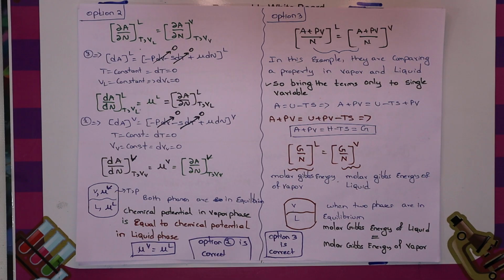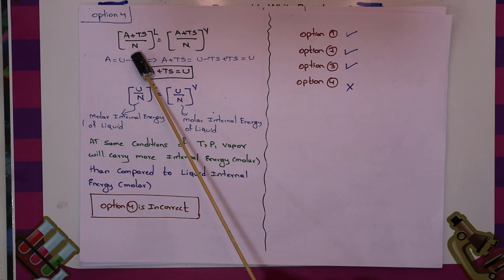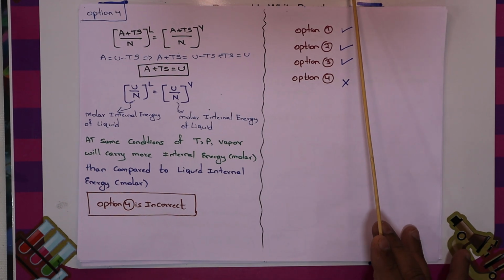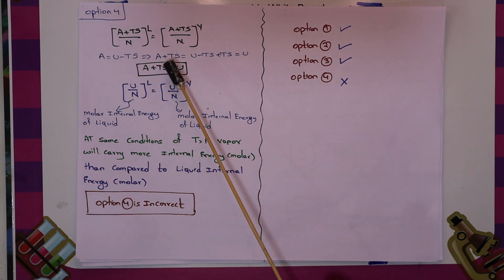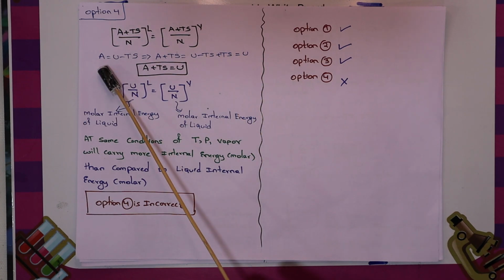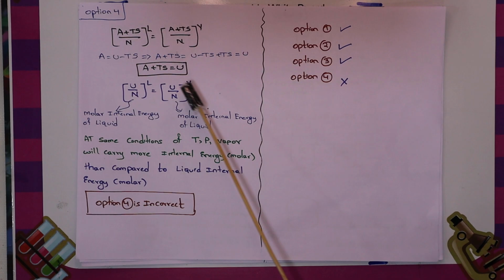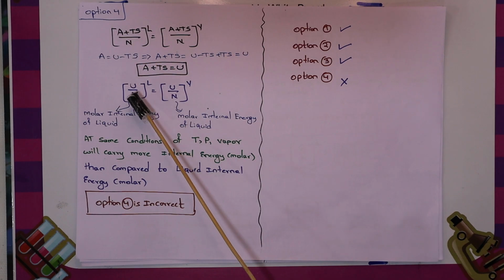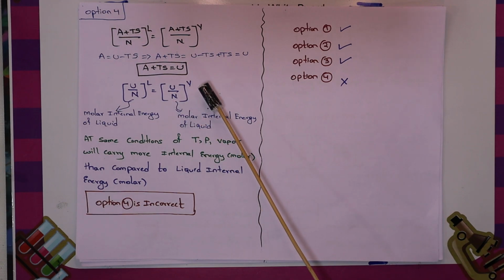Let us explore option number 4, which is the last option. It says that A plus TS by N for the liquid phase is equal to A plus TS by N for the vapor phase. Let us get both in terms of a single variable. A equals U minus TS. So A plus TS means U minus TS plus TS, which is equal to U. That means A plus TS is nothing but internal energy. So U by N, where U is in energy units and N is the total moles, becomes the molar internal energy of the liquid phase. This is the molar internal energy of the vapor phase.